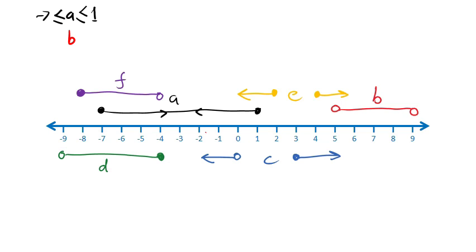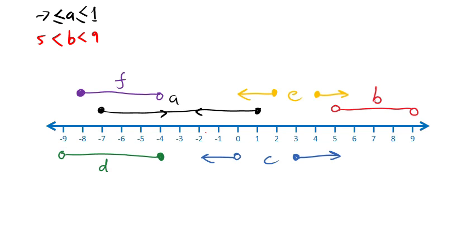Let's look at B. B, we've got less than, but not equal to 9, and less than, or greater than, sorry, it's 5. It looks like a less than, but it's greater than 5 because now the B is on the other side of that inequality.